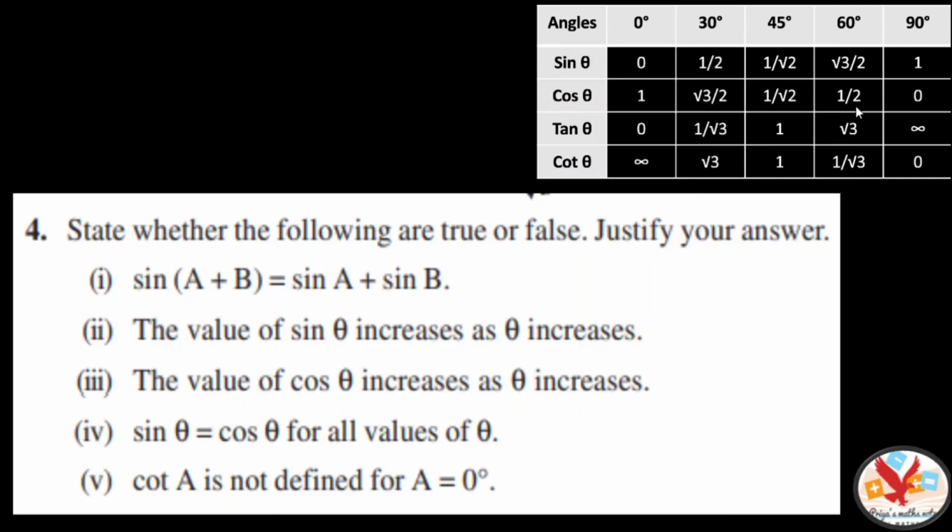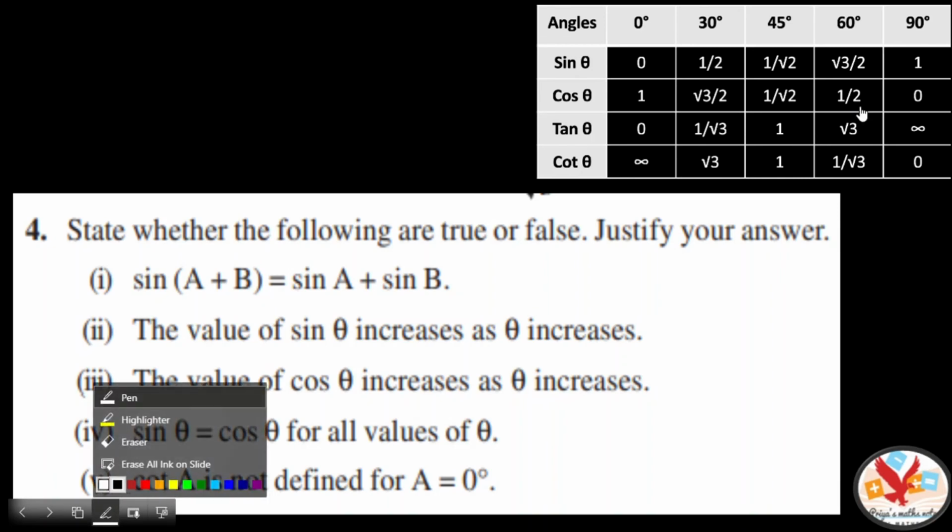Now let us see problem number 4. State whether the following are true or false. Justify your answer. Okay, sin (A plus B) is equal to sin A plus sin B, which is false, because in future we are going to see the identities for sin (A plus B), cos (A plus B) and tan (A plus B). Now we are going to see whether this statement is true or false. For that we are going to apply angles, A equal to 45 degree and B equal to 45 degree, to check whether the statement comes true or false.